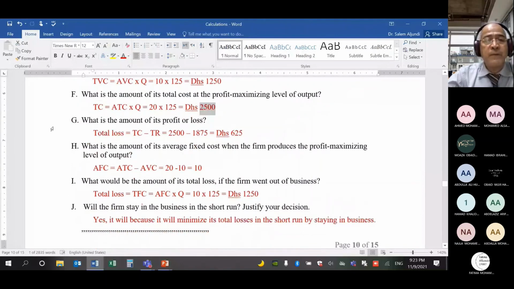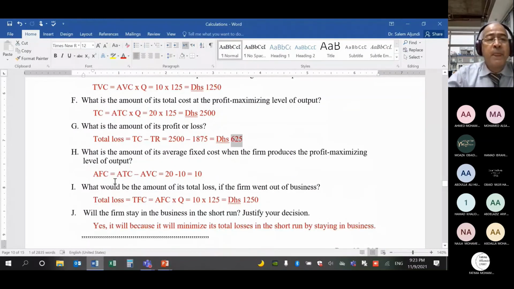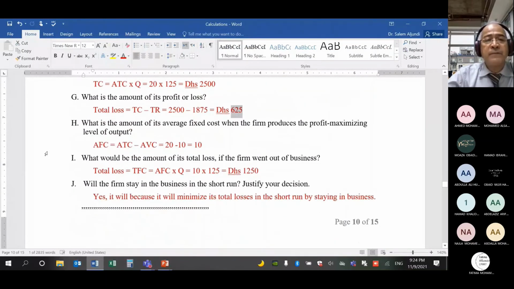Another question. What is the amount of its profit or loss? If you see here, total cost, 2,500, is more than total revenue. So we will incur a loss. Total loss equals total cost minus total revenue. So this will be the loss. We will lose 625.